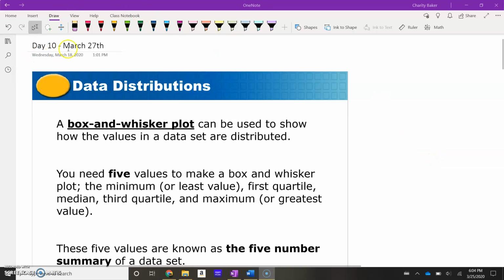Okay guys, this is day 10, March 27th. Let's look at how to create a box and whisker plot.